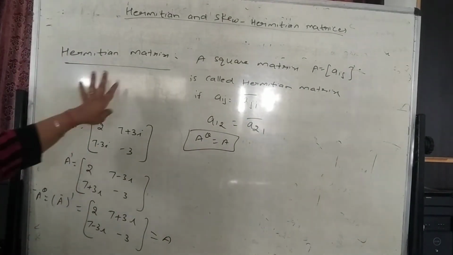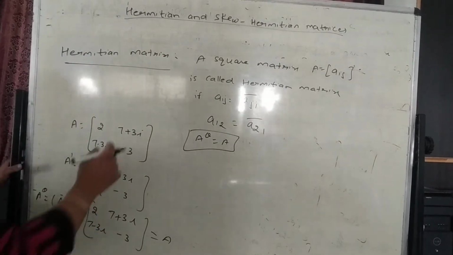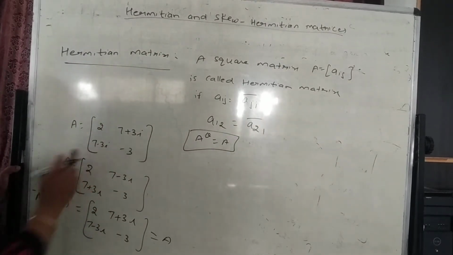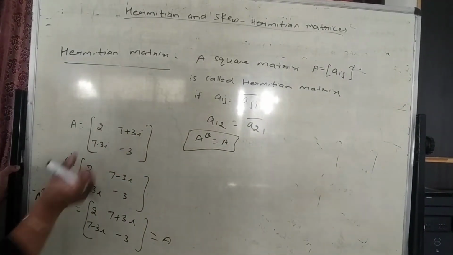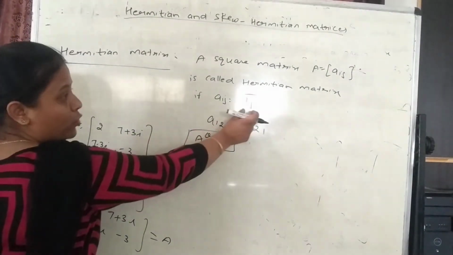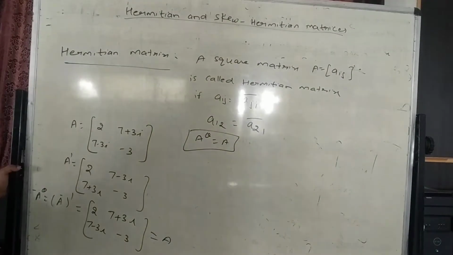Now you can obtain a Hermitian matrix yourself too. Here we have to take the diagonal elements real, and the other elements in such a way that the Aij element is equal to the Aji element by taking its conjugate. So here A theta is equal to A.